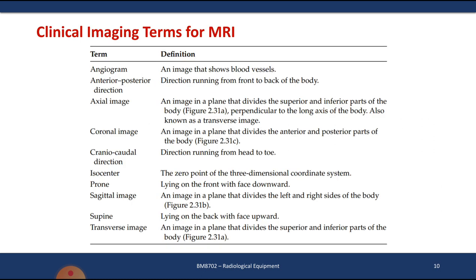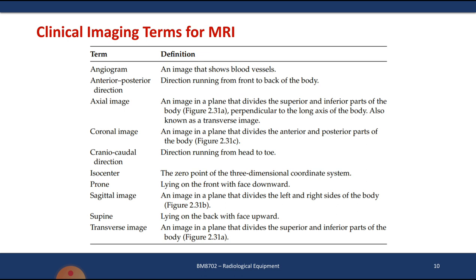So we are moving to the last section of imaging for MRI, which is the clinical imaging terms. So what are the different terms? Angiogram is an image that shows the blood vessels. Anterior posterior direction is from front to back. Axial images go from top to bottom, that is superior to inferior. Coronal images are in the plane that divides the anterior and posterior parts. Craniocaudal direction is the direction from head to toe. Isocenter is the zero point of your three-dimensional coordinate system. So this isocenter will be changing for different types of MRI.